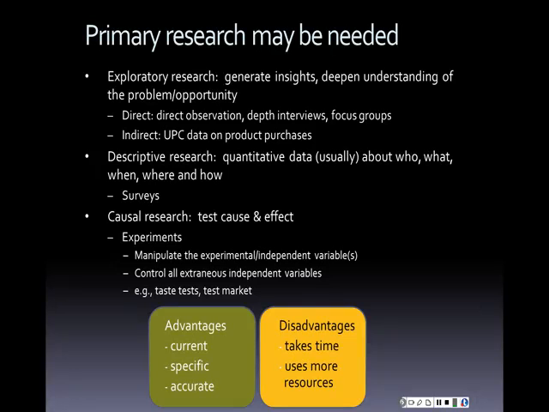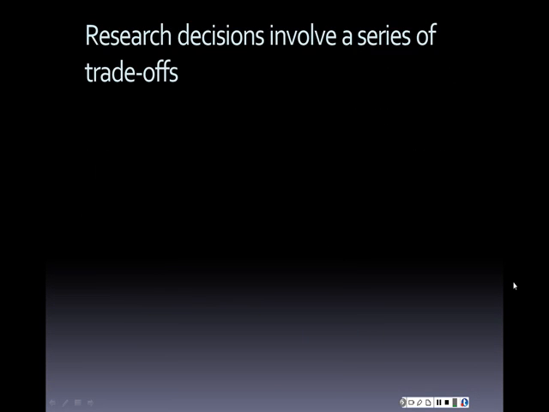So far, when we've been talking about the disadvantages of different types of research, we've really focused on time and resources. And I want to expand on that a little bit to help you understand really all the different trade-offs you're making when you're thinking about the type of research to conduct, both primary versus secondary, but also just different forms of primary research. What are the trade-offs inherent in these different methods?